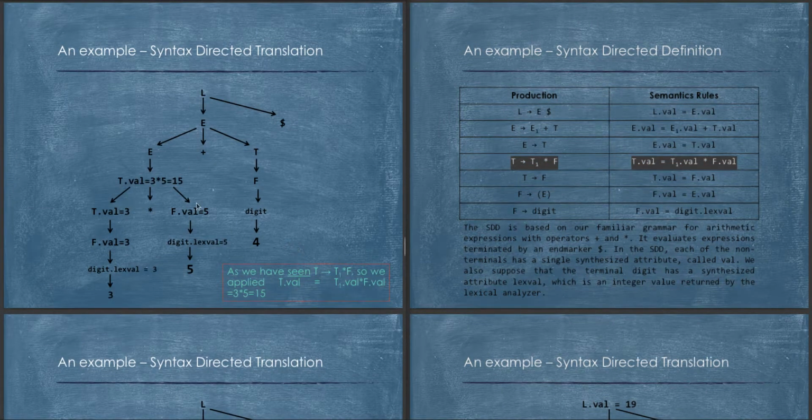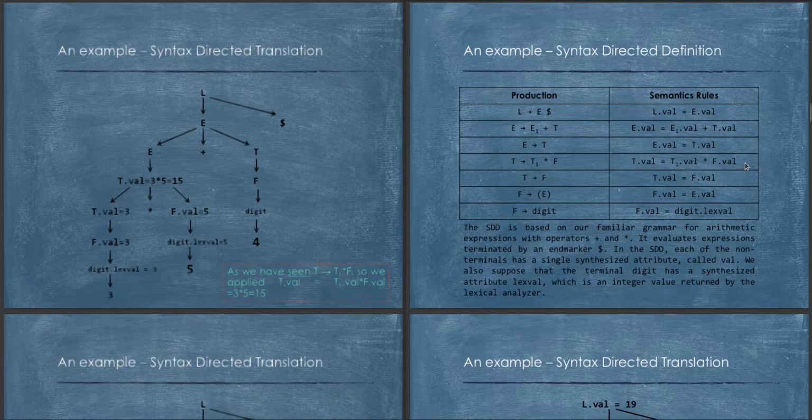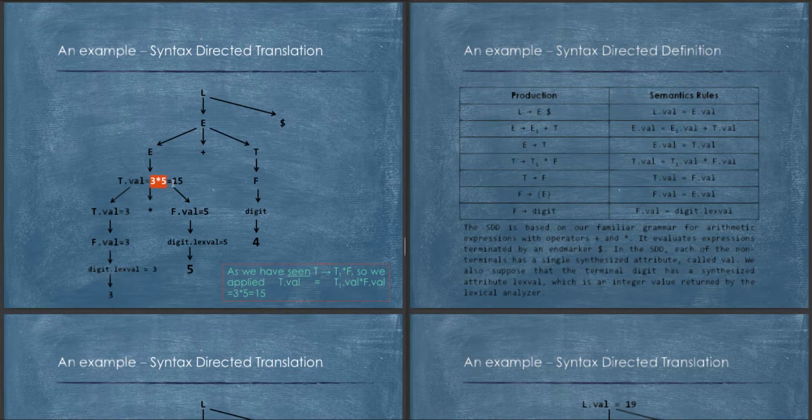So you see, now as I am on the right side of it, I can apply this rule, T to T1 multiplied by F. If I get T to T1 multiplied by F, then what is its semantic rule? T dot val is equal to T1 dot val multiplied by F dot val. We can very easily calculate this. T dot val is equal to 3 multiplied by 5 is equal to 15. Okay, fine. So let's move on.